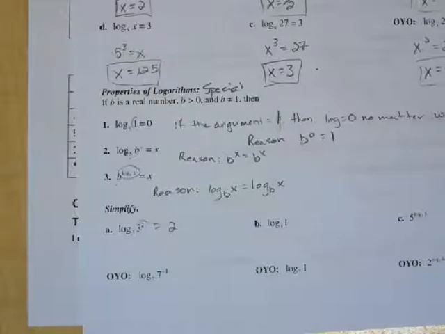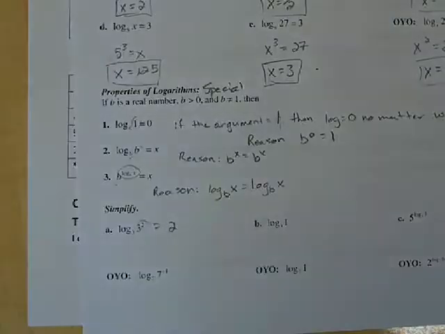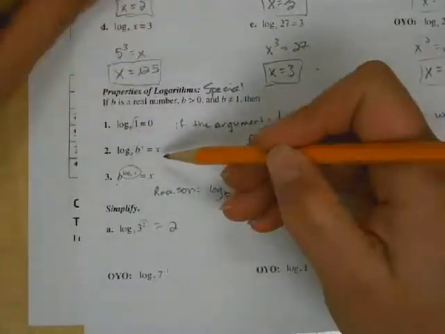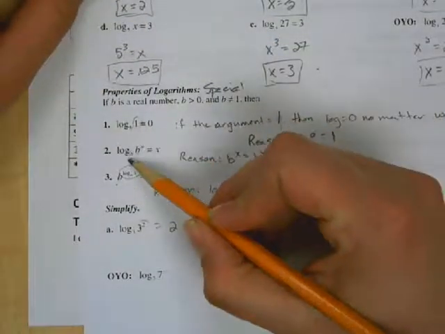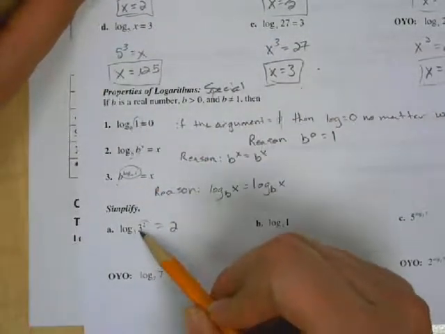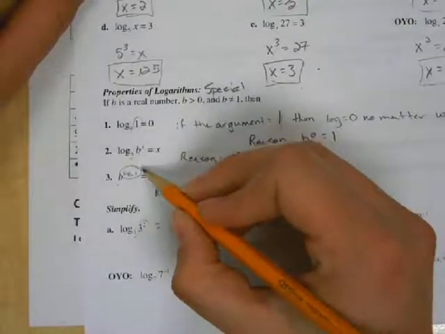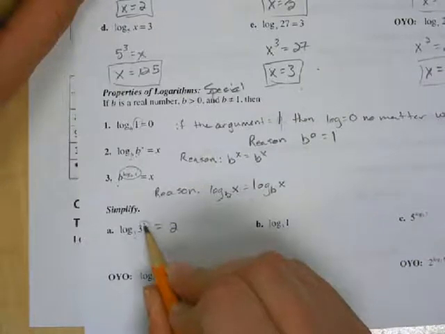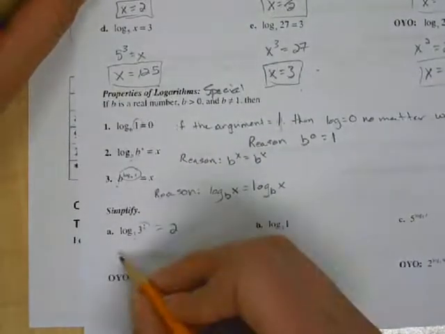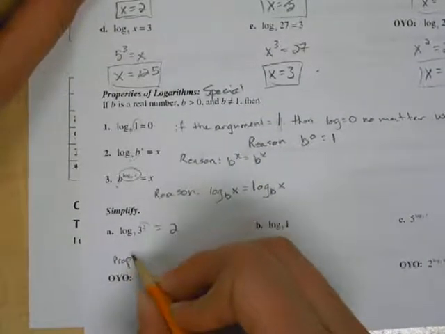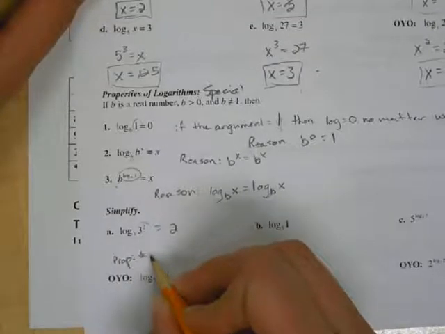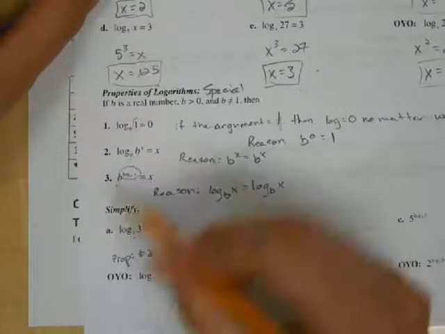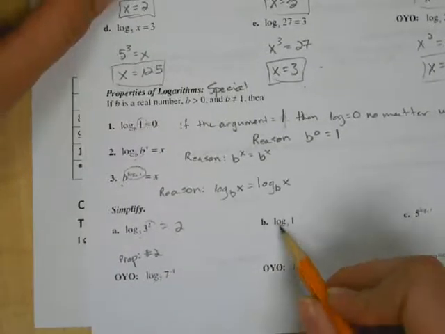If you look at that second property right there, log base b of b raised to the x, my base and my argument are the same, that's true, 3 and 3, then it's just equal to the exponent, so that x up there. So my exponent is 2, so this thing is equal to 2. So that's property 2. You don't have to identify the property. I'm just doing it for the sake of your notes so that when you go back you can see which one I was using. Same thing here, log base 3 of 1.